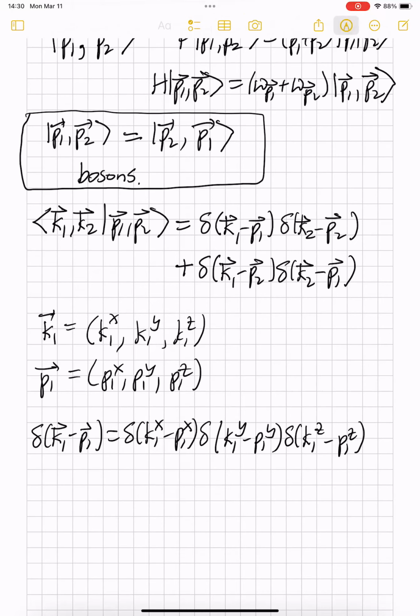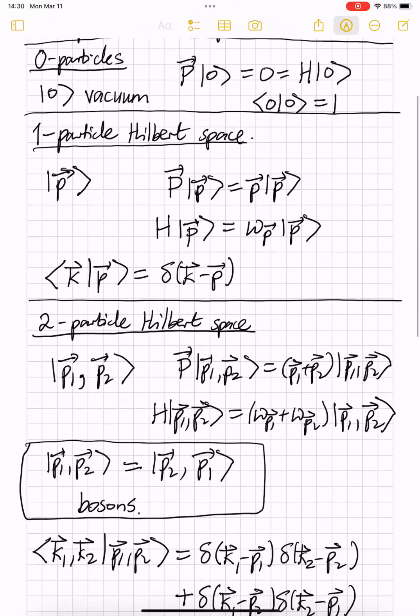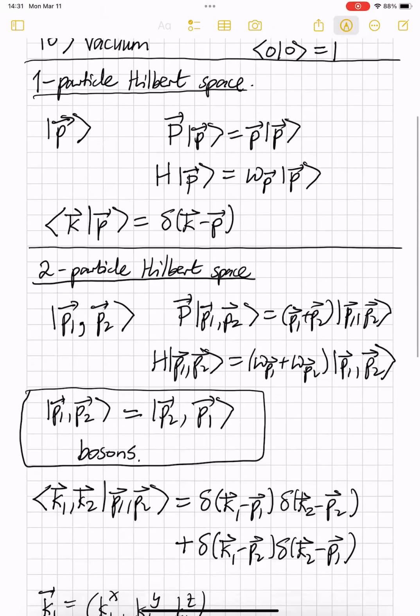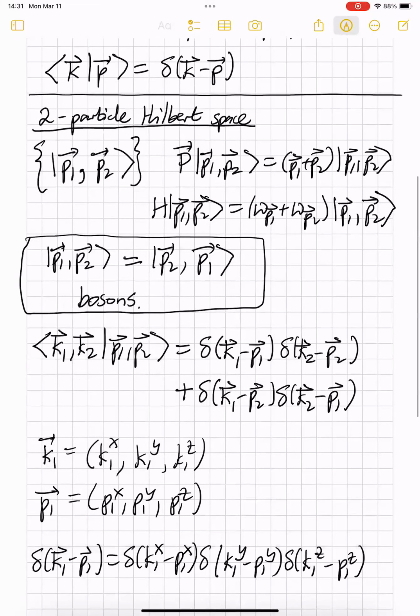So now we have written down the no particle Hilbert space, what state is there inside there, how the momentum and Hamiltonian act on it, how it's normalized. We've written down a basis for the one particle Hilbert space. So as P runs over different values, we run over a complete basis. We've said how the momentum operator and Hamiltonian act on these states. We've said how they're normalized. And in the two particle Hilbert space, we've again written down a basis. So P1 and P2 should be able to run over all possible values. We've talked about how the momentum operator and the Hamiltonian act on these states, and we've given the inner product for these states.